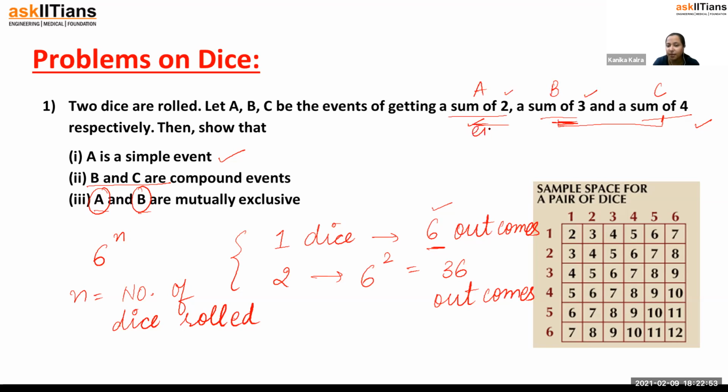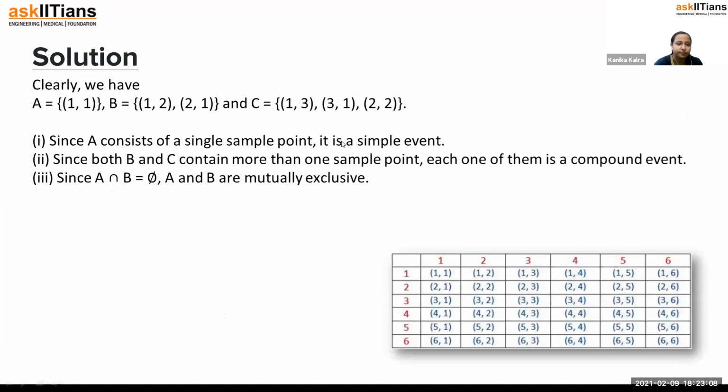One is even number and one is odd number. So even and odd number, obviously practically it's not possible. So that is why they do not have anything in common. Hence they are known as mutually exclusive events. Let's look at the solution.